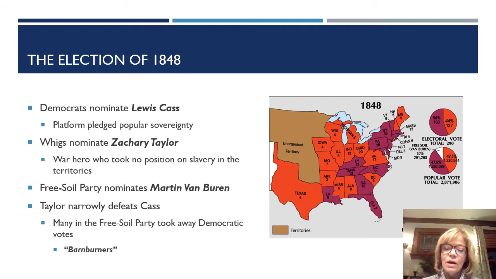Then we have Martin Van Buren, who is not an abolitionist, but a free soiler, running as the candidate for the Free Soil Party. Taylor narrowly defeats Cass. A lot of people who were Democrats were taken away from the Democratic Party and voted free soil. So the Democratic Party split, allowing Zachary Taylor, a Whig, to become president.